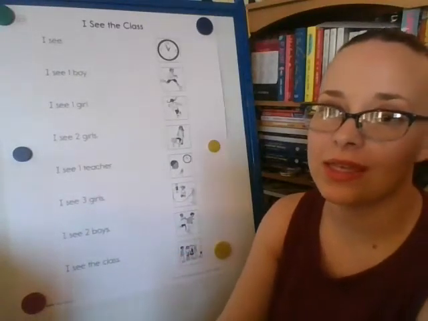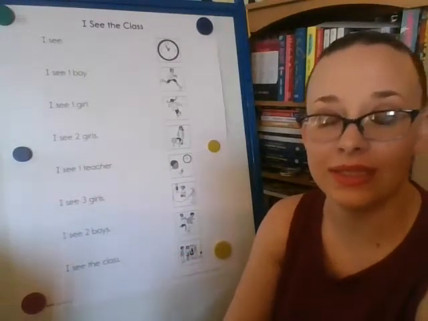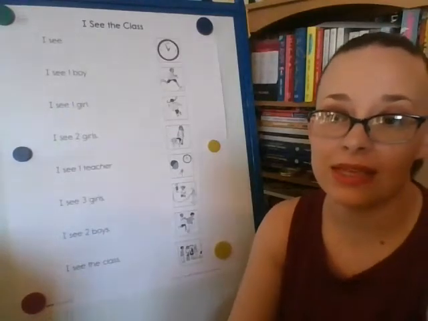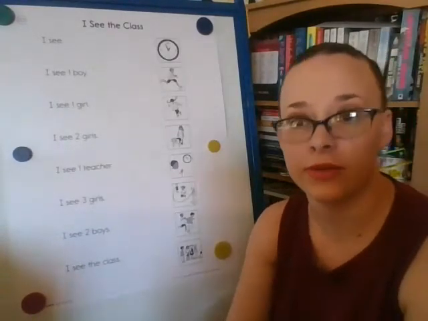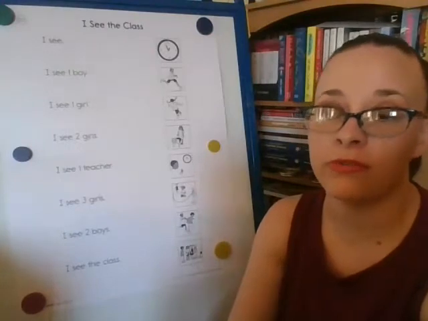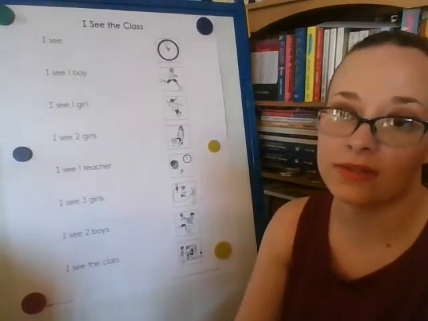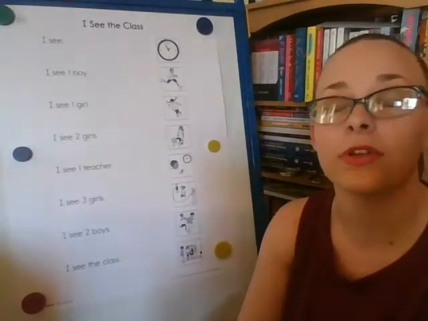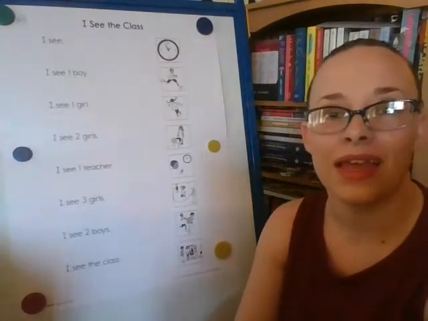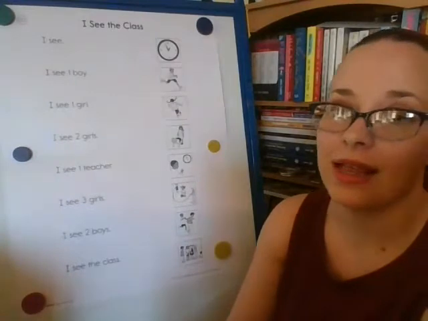Today is a review lesson of SIPPS lesson 2D. Your students should have already received this lesson in class, so this should be practice and review. Your students should be able to read the story fluently by the end of our lesson. If they need more time, replay the video as often as they need until they're reading the story as fluently as they can. Today, we are going to read I See the Class.